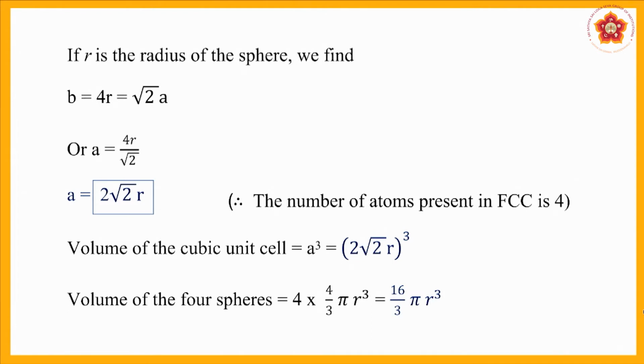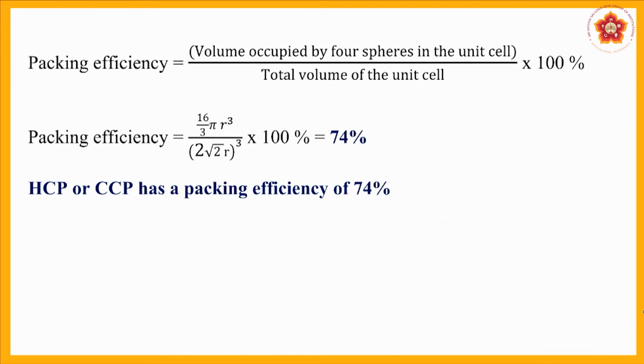So the packing efficiency is equal to the volume occupied by 4 spheres in the unit cell divided by the total volume of the unit cell, into 100%. So here, the volume occupied by 4 spheres in the unit cell is 16 by 3 pi r cube, divided by the total volume of the unit cell, 2 root 2 r whole cube, into 100. If you calculate, we will get 74%. So it means HCP or CCP has a packing efficiency of 74%.